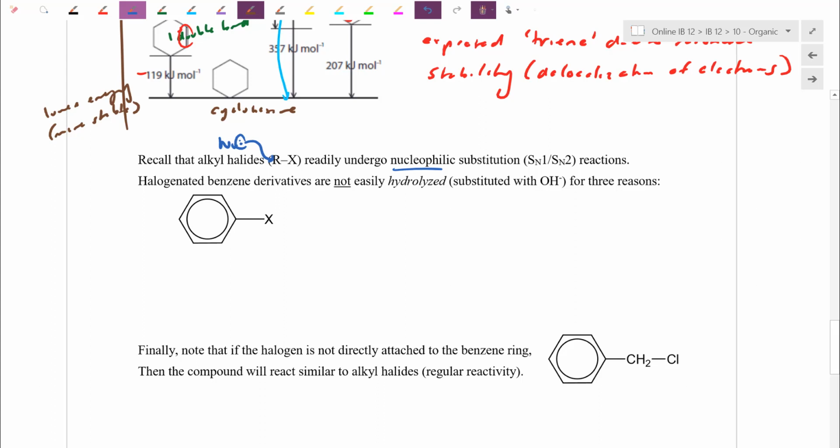A halogenated benzene, so I have the benzene ring here. This benzene functionality is sometimes also referred to as a phenyl ring. So having a benzene C6H5, this grouping here, is referred to as a phenyl. It's in the aromatic family. This part here is not easily hydrolyzed, so it's not easily substituted, just like our SN1, SN2, even with a strong nucleophile like OH minus, for 3 reasons. Let me just list for you these 3 reasons. First one.